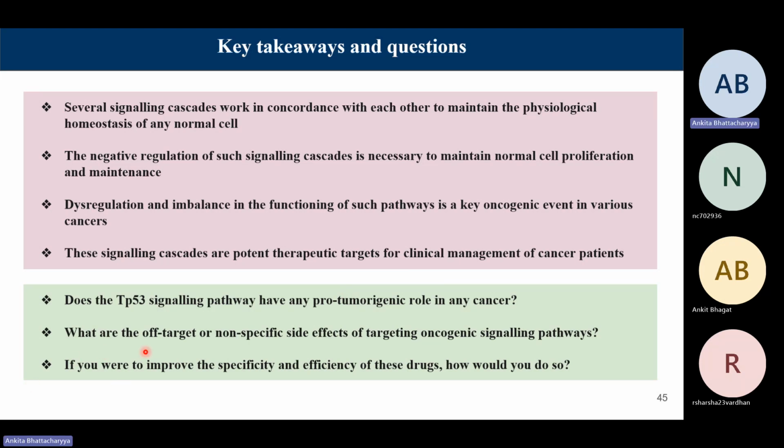Then the off-target and non-specific side effects of targeting these signaling pathways: if you were to improve the specificity of these drugs, how could you do so? These last two questions are just thinker questions instead of being textbook or even research paper based questions. So you can just think about it, and we'll maybe pose it as an open discussion question in the next class. So with this, I am done with my discussion.